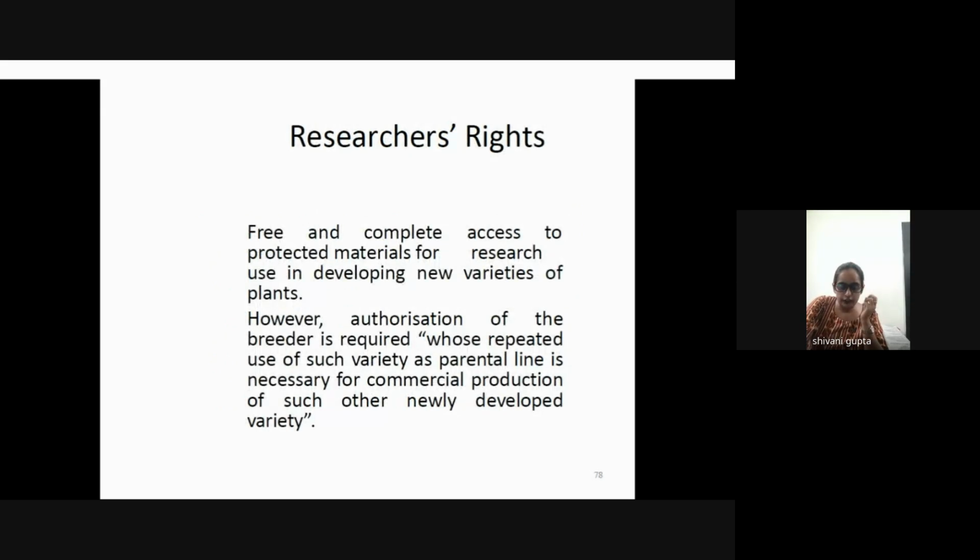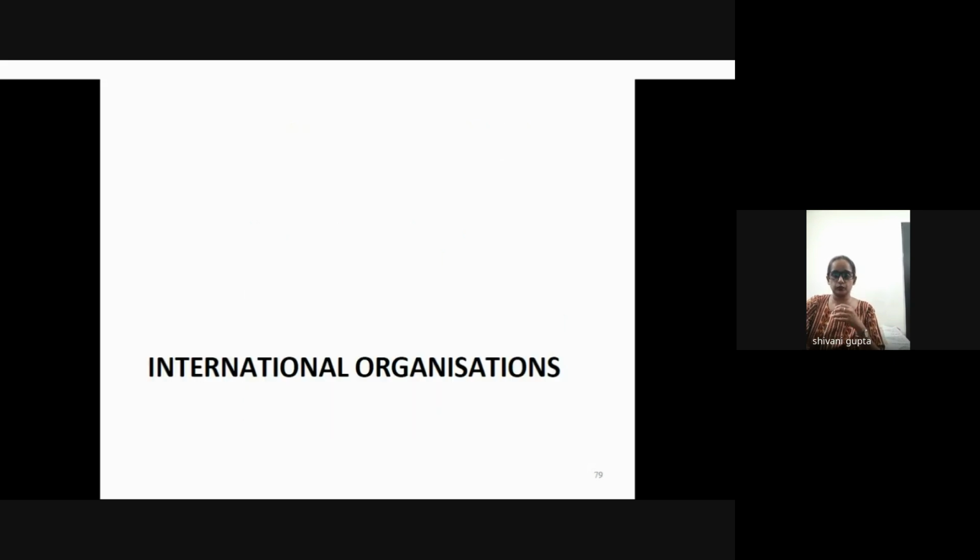Another person also eligible for rights under plant variety protection is the researcher. The researcher also has certain rights, which include free and complete access to the protected material for research use in developing new plant varieties or new hybrid varieties. Another is that the authorization of the breeder is required where repeated use of such a variety as a parental line is necessary for commercial production. So the researcher's rights are also included there.